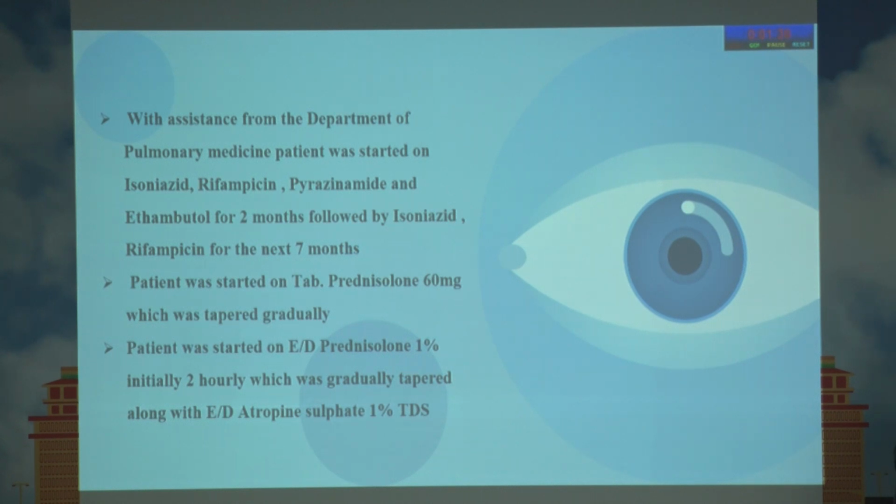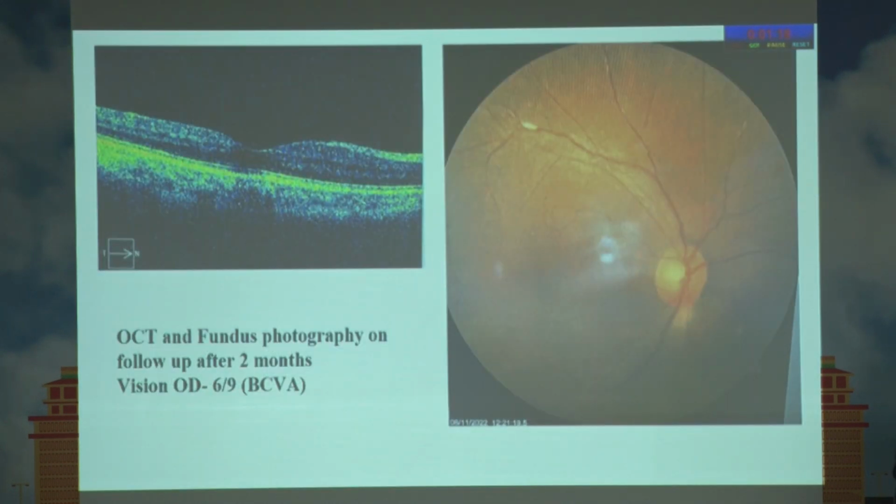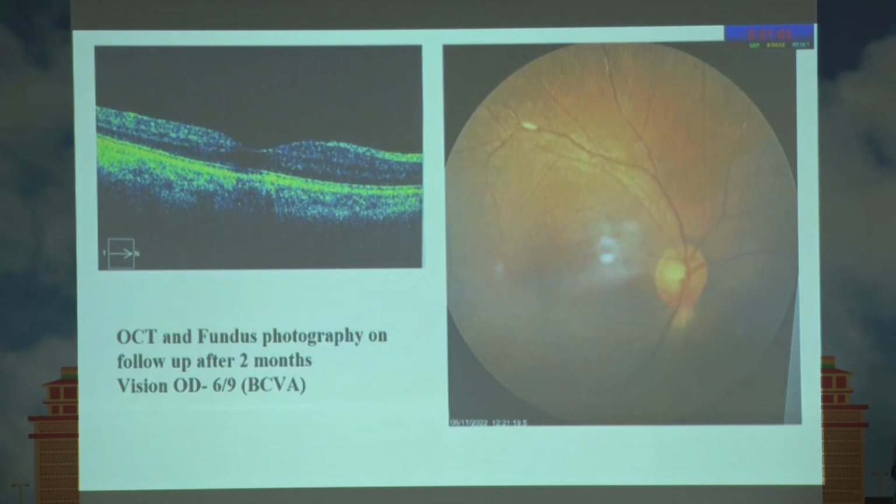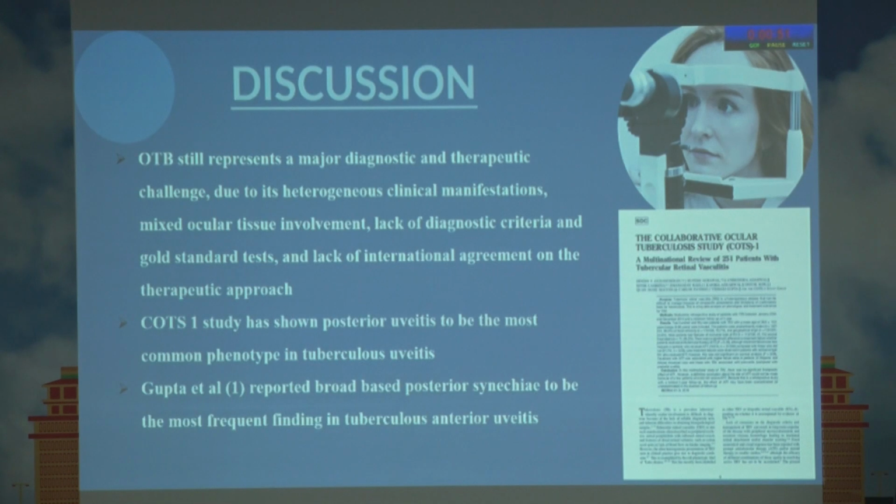The patient was also started on tablet prednisolone 60 milligram, which was tapered gradually, and eye drop prednisolone, initially 2 hourly, which was gradually tapered, along with eye drop atropine sulfate 1% TDS. This was the OCT picture at 2 months, where it appears to be somewhat normal, though the retinal thickness was still 302.4. We can see that the haze has subsided, but there are still features of perivasculitis present. The BCVA of the patient on that visit was 6/9. The patient is still on follow-up.